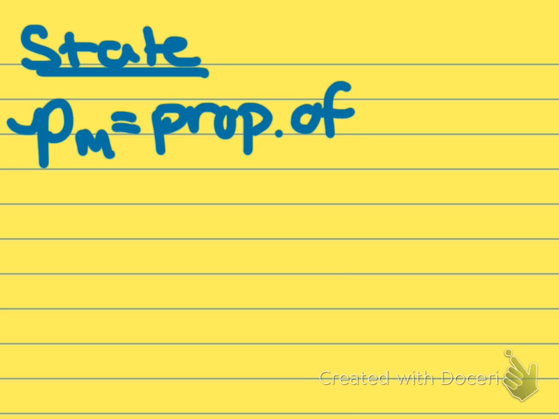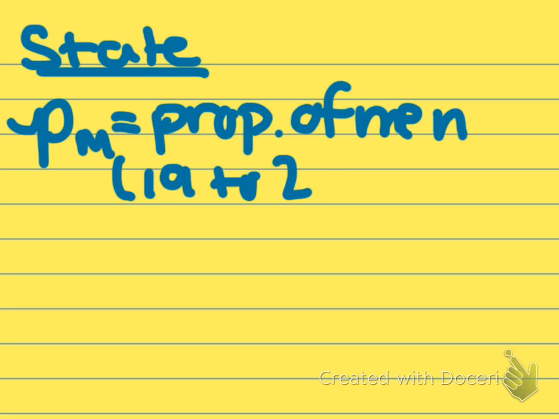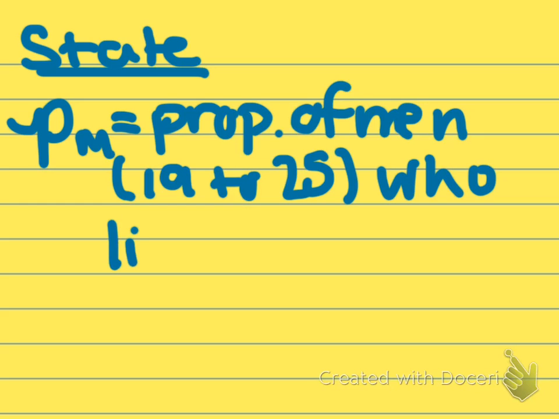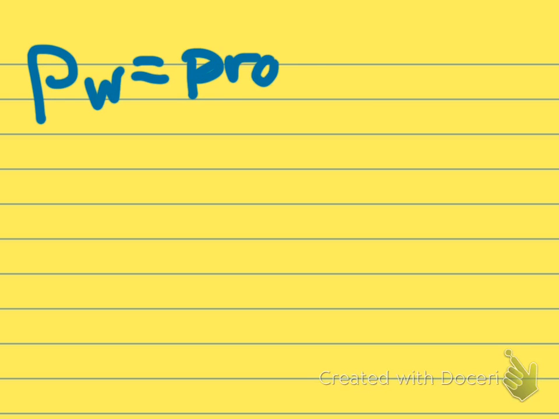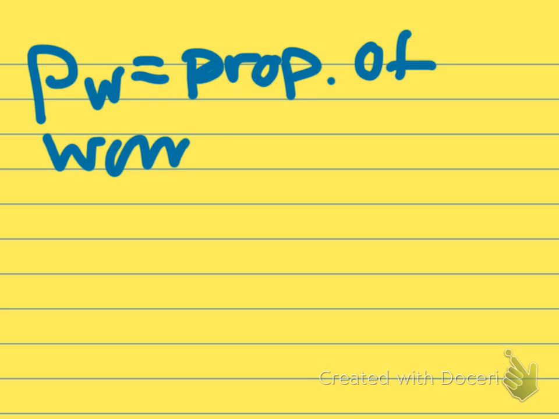of men ages 19 to 25 who live with their parents. Then our P of W is going to be the proportion of women who live with their parents.